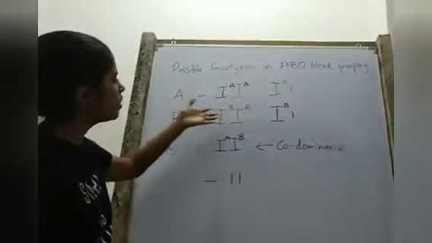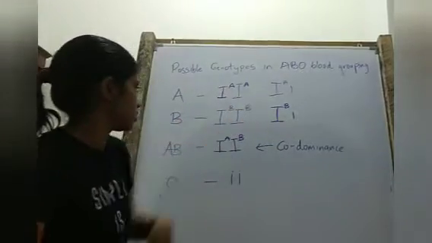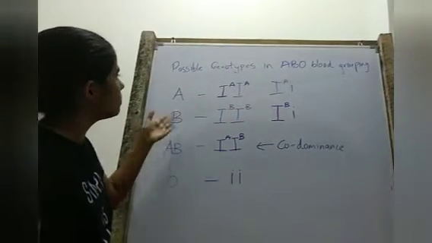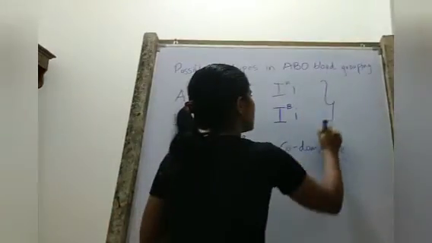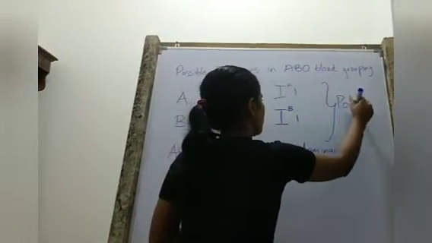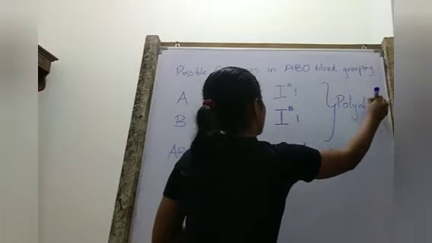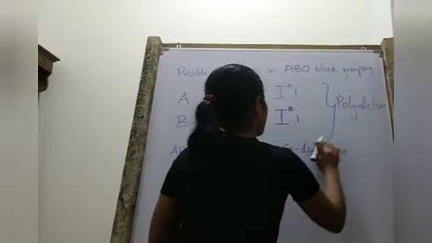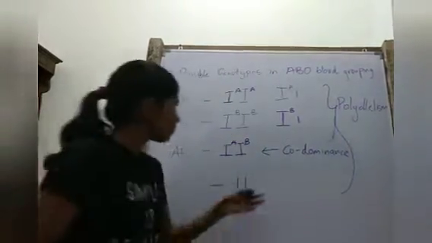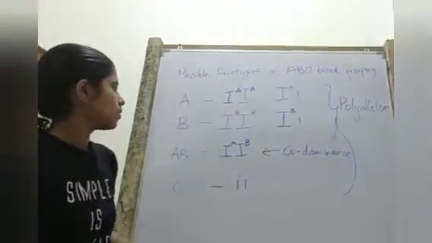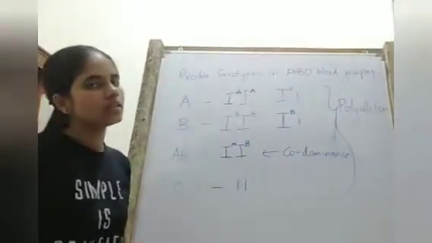Here we also have two different combinations. Both give out the B blood group. So we can consider this as polyalleles. We can consider all as polyalleles because three alleles are considered here.